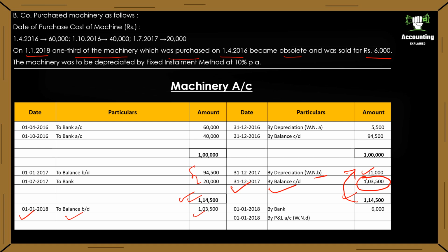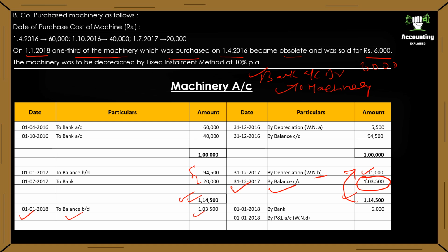So when you sell the machinery, the entry is opposite to buying the machinery. What is the entry for buying the machinery? Yes, the entry is machinery account debit to bank. Now, the opposite of that is bank account debit to machinery. Bank account is debited because debit what comes in. We get money, so we debit bank account by 6,000 rupees.